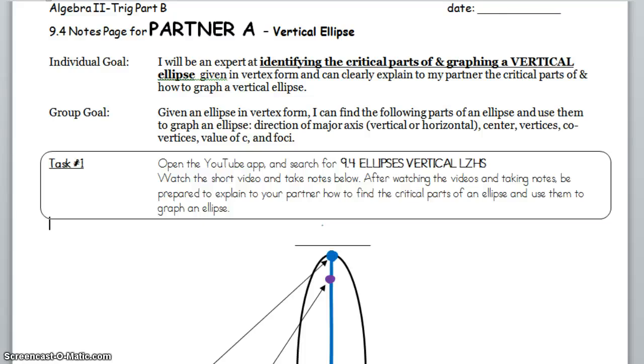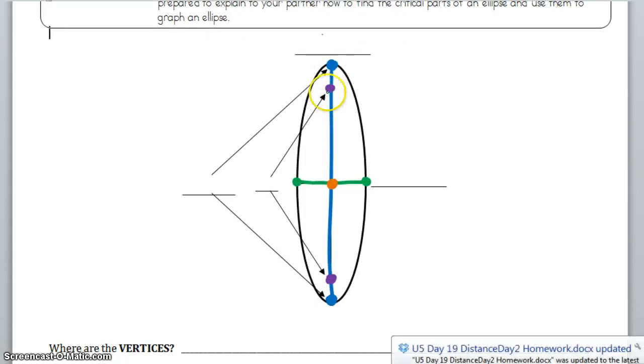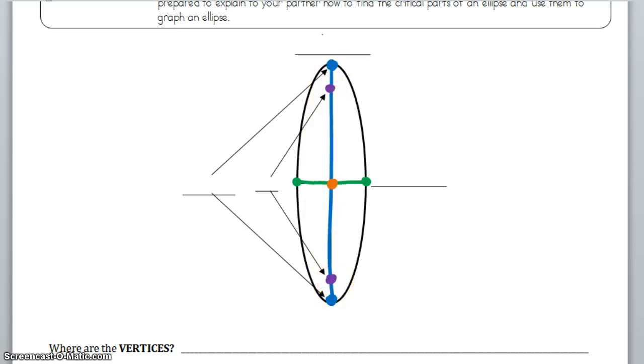In this video, you will learn how to identify the critical parts and how to graph a vertical ellipse. So let's look at a picture of an ellipse. The first thing I want you to notice is this long blue axis. The major axis is going to be the longest axis of the ellipse. If that is going up and down, vertical, you can tell that it's a vertical ellipse.